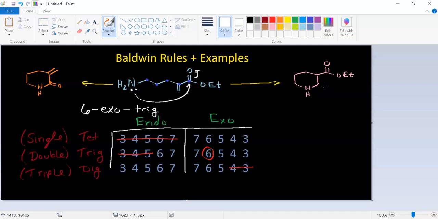Now over here on the right in pink, again, we could probably guess it's going to be 6 carbons, but let's go ahead and count.